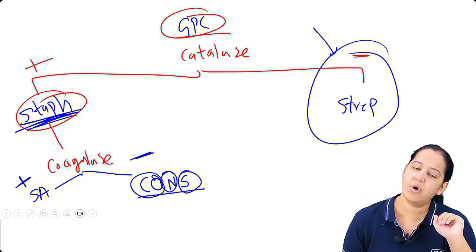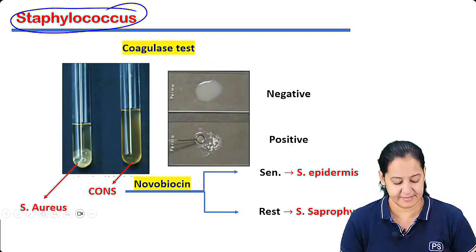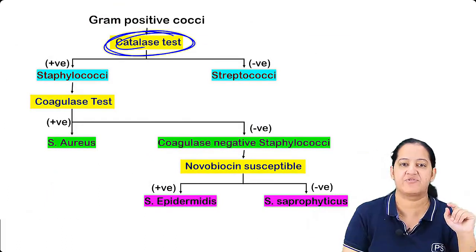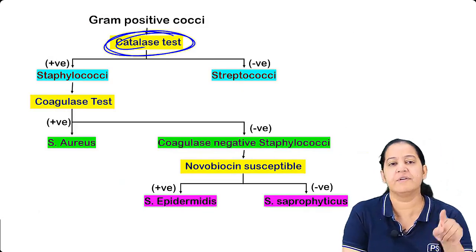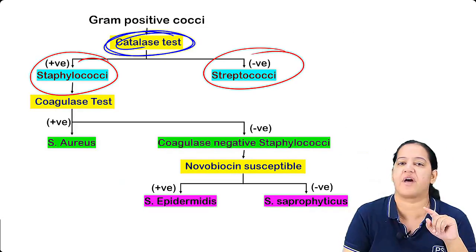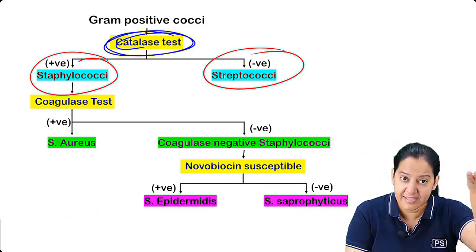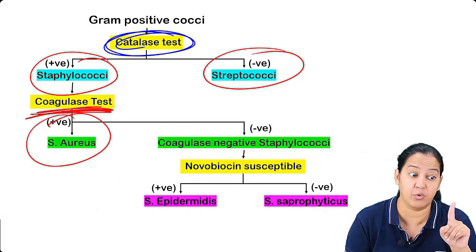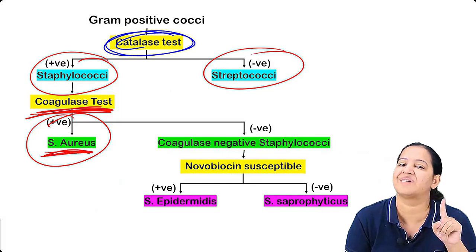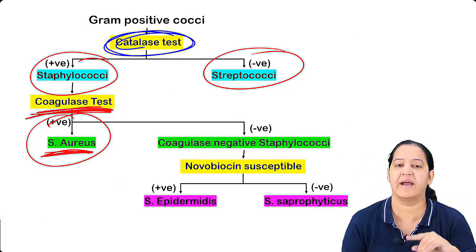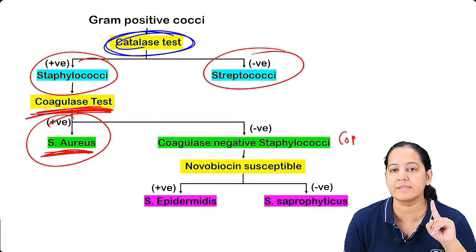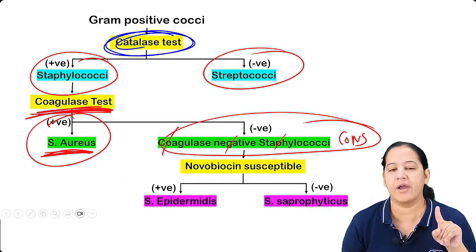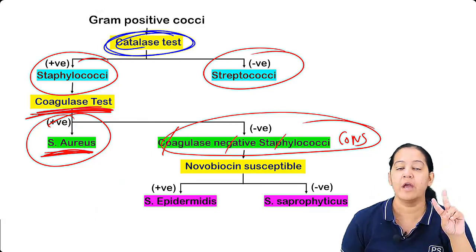These all are coagulase negative. So see the same thing here. First you apply catalase. Catalase will differentiate Staph and Strep. If it is catalase positive, it's Staph. If it is catalase negative, it's Strep. The next test you apply is coagulase. Coagulase positive is the main hero of Staphylococcus, only one, Staph aureus. All the rest are side heroes, known as CONS, coagulase negative Staphylococcus. Now we have 2 side heroes in this movie. Total 3 heroes are there.